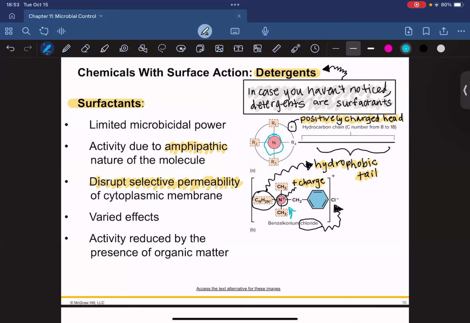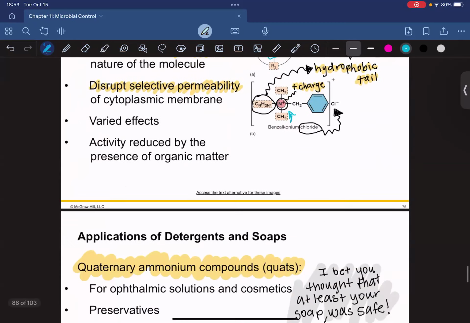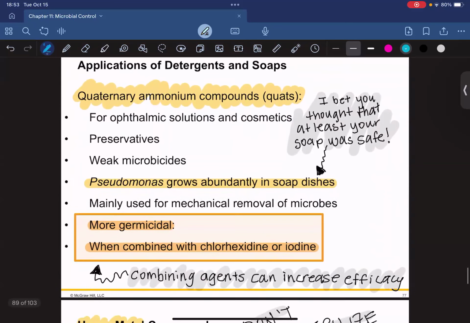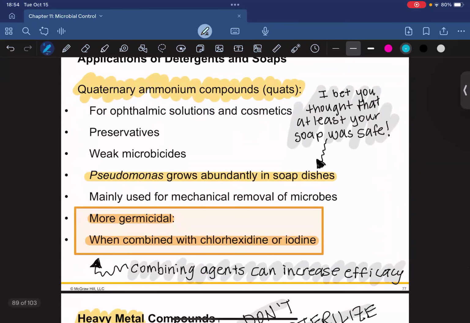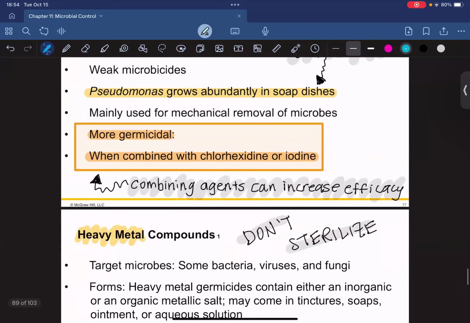But yeah, so it'll have that positive charge and then some rando tail on the end of it to help it get into the membranes. We call these quaternary ammonia compounds quats, and you probably use them a lot more than you think you do. A lot of soaps are based on this concept, but they're not very effective at killing. We have Pseudomonas bacteria that'll grow even in soap dishes while your soap is sitting there. So they don't care. It's not super effective.